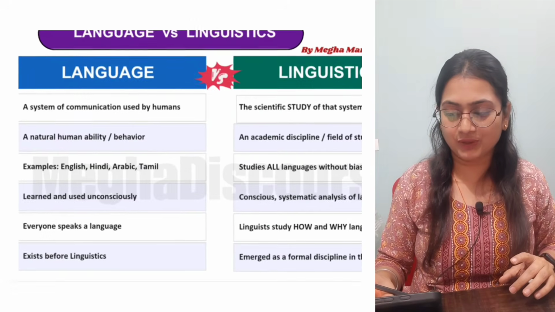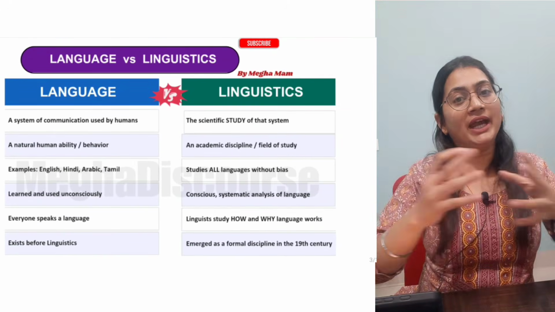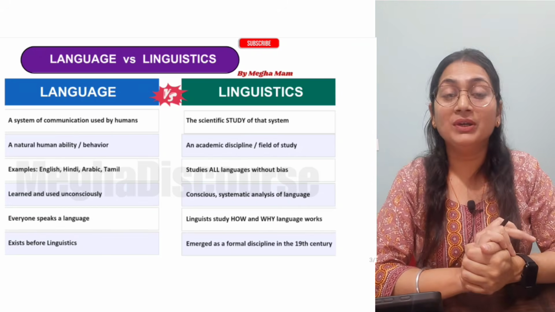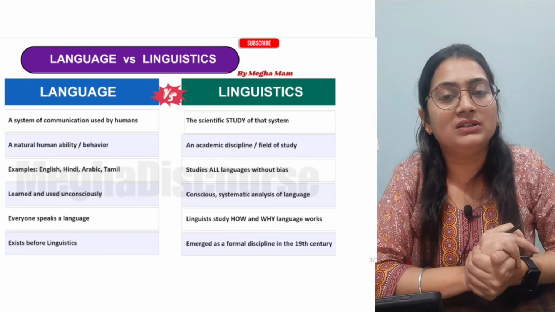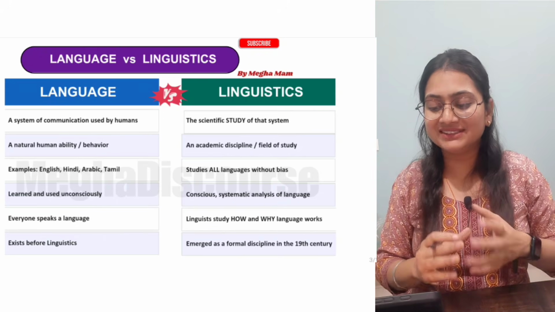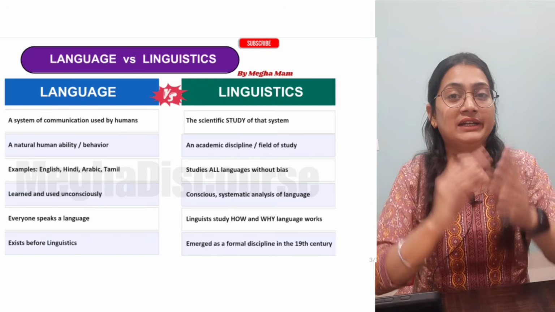Let's move to the next one. Now we have to understand the difference between language and linguistics. We know very well that language is a mode of communication, okay, and linguistics is the science of language. But how can we say that language evolves first and linguistics comes after?